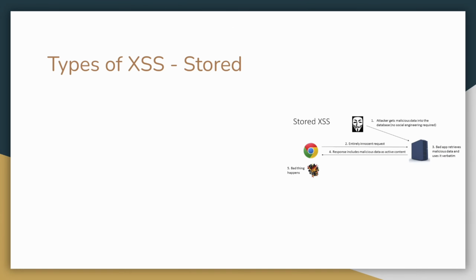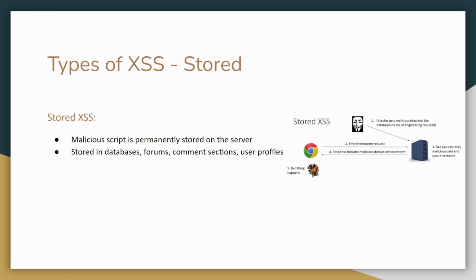Next up, we have stored XSS, also known as persistent XSS. This is generally considered to be more dangerous than the reflected XSS. The key difference here when compared to reflected cross-site scripting is that the malicious script is permanently stored on the server. This storage can happen in various places, such as databases, forum posts, comment sections on blogs, or even in user profile information. The attacker would inject the script directly into the server through them. The script is then executed whenever a user accesses the affected page, so it's not reliant on a specific malicious link being clicked each time.